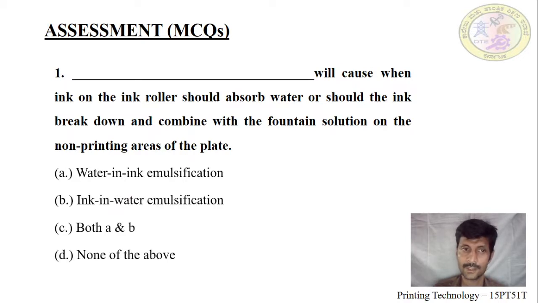So students, see the options one by one. First one is water emulsification. Second one is ink and water emulsification. The third one is both A and B may happen, or none of the above.